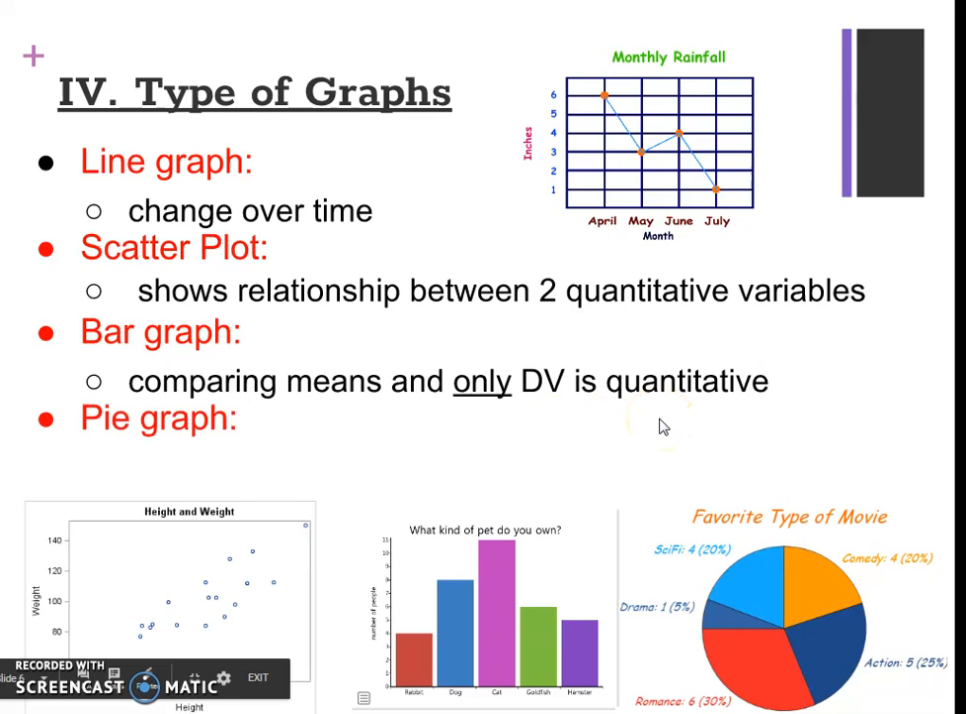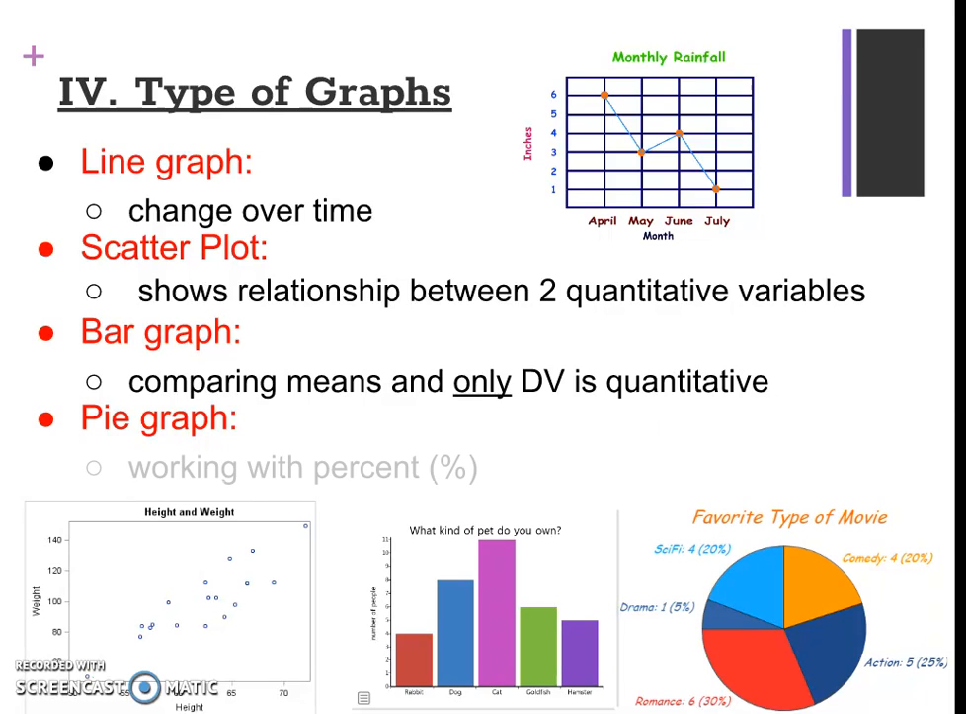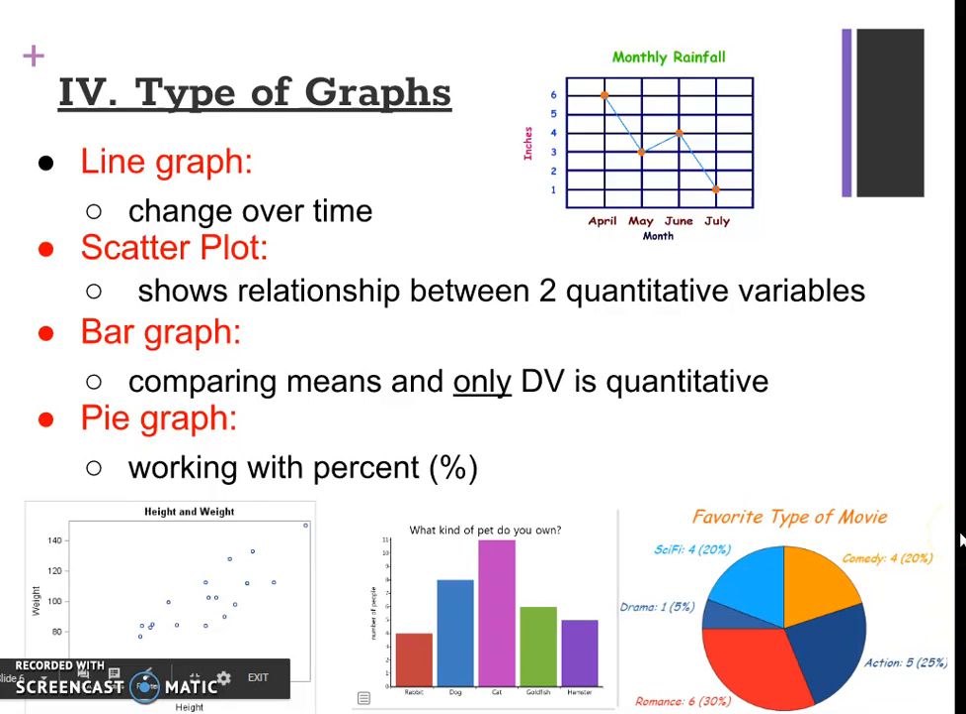Last but not least, we have a pie graph. A pie graph is going to show percentages, how many people like these different categories of movies. We will practice these all throughout our class, and you'll also have to be analyzing them. So not only do you sometimes make them, but a lot of times you're looking at them.